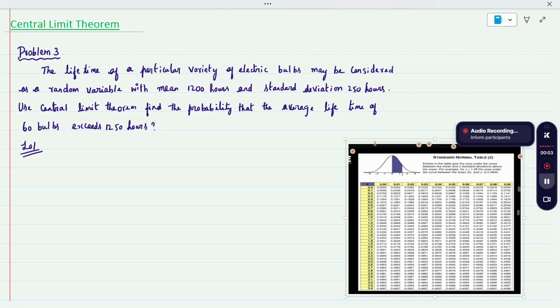Hi all, today's topic is the central limit theorem, problem 3. The lifetime of a particular variety of electric bulbs may be considered as a random variable with mean 1200 hours and standard deviation given to be 250 hours. Use the central limit theorem. Find the probability that the average lifetime of 60 bulbs exceeds 1250 hours.